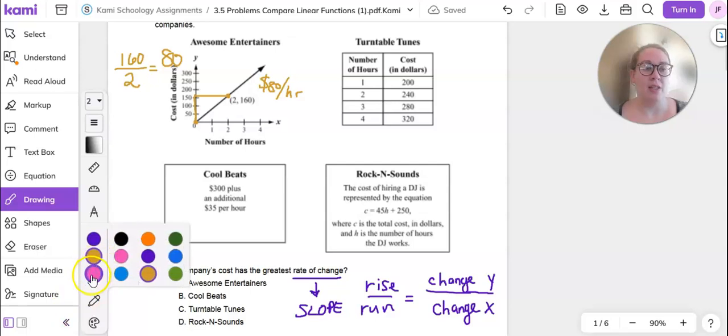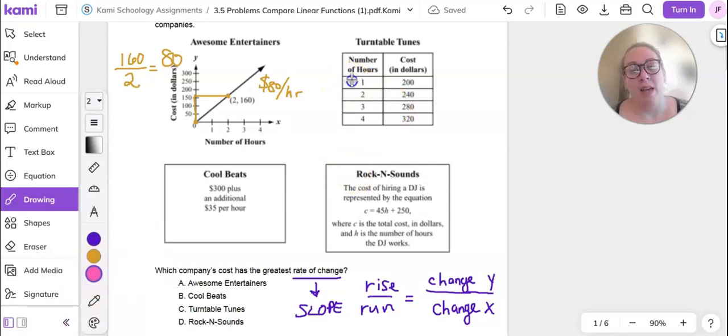Great. Let's look at the next one over to the right. As the hours increase by 1 on our table, our cost is going up by 40, it looks like. $40 each time. So here, this is $40 per 1 hour.